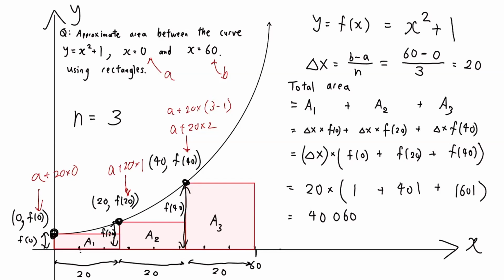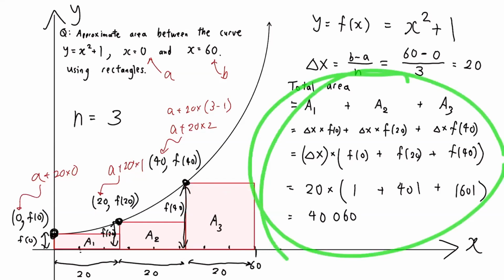Can you see a pattern? We focus not on the f, but on what you substitute inside the f. The 0, the 20, the 40. Maybe I should change my arrow. I'm focusing on the x coordinate. Here, and here, and here.